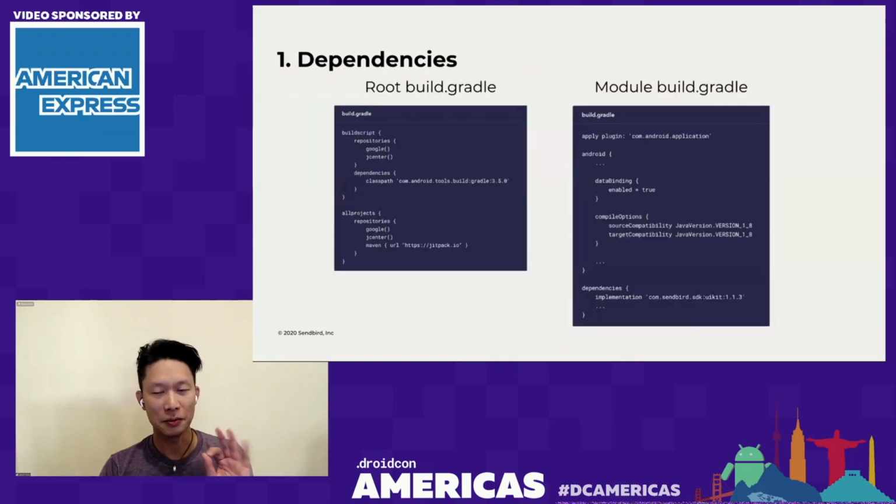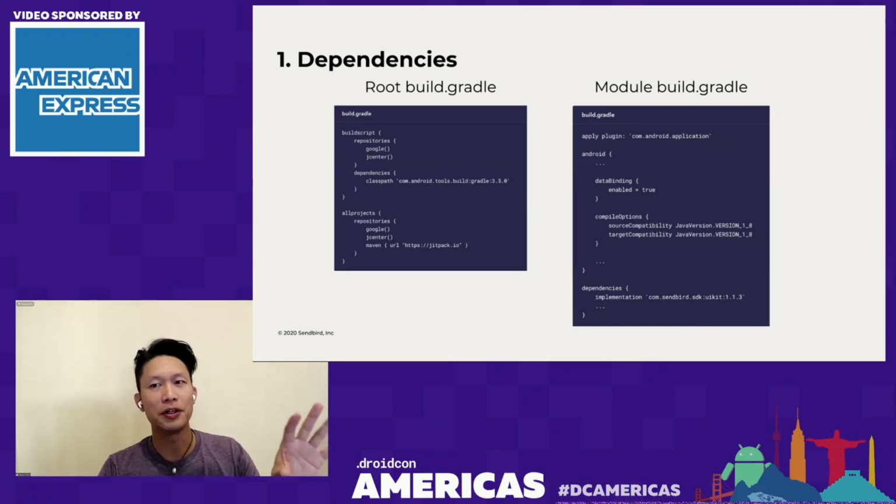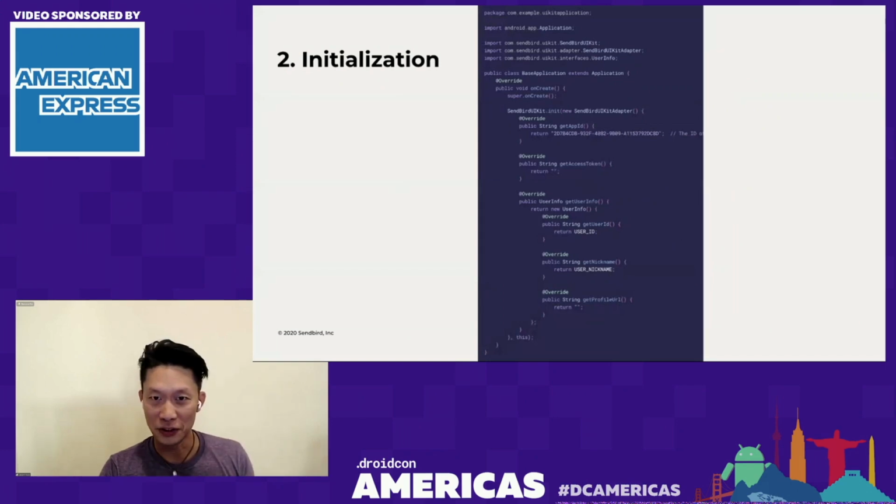Okay, dependencies real quick, we'll demonstrate this once we get to the code, but we'll be adding dependencies to both the project build Gradle file and the module build Gradle file. And this is an example of the initialization code.